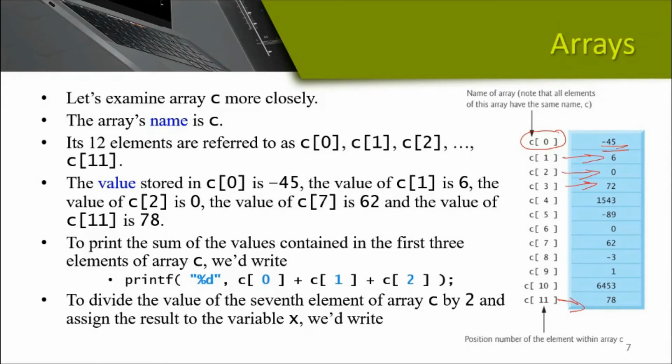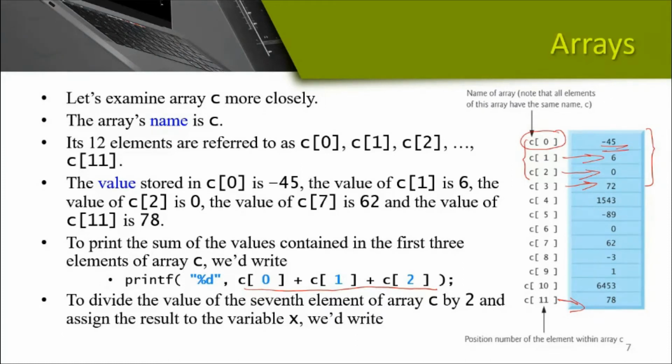To print the sum of the values contained in the first 3 elements, that is, if you want to add these 3 numbers, minus 45, 6 and 0, then it can be written as C0 plus C1 plus C2. This way we can add the first 3 elements within this particular array.